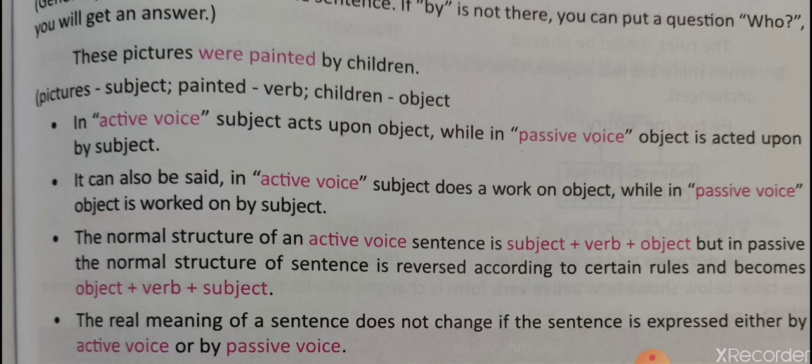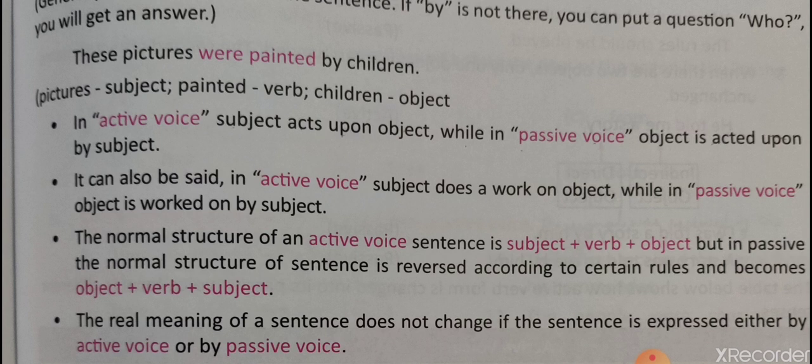This might be very clear to you in active voice, when we were saying that the leopard was chasing the antelope. So here the action is being done by the subject and it is done on the object. So the subject is acting upon the object, and what is the object here? Antelope. But in passive voice, the object becomes the subject and the subject becomes the object.